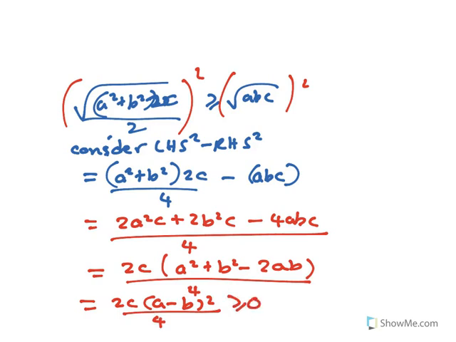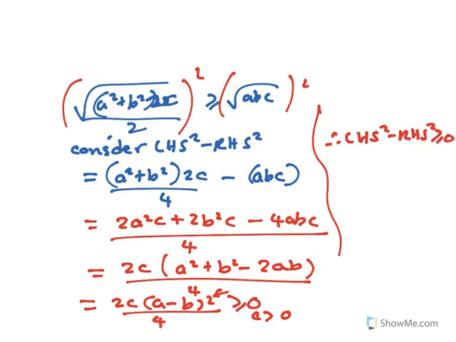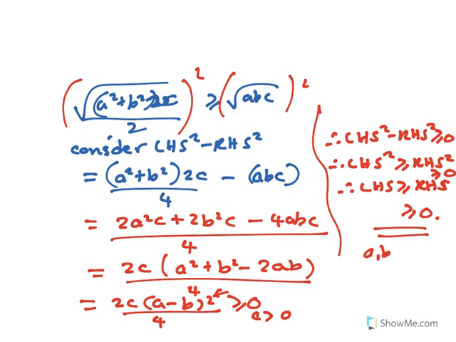So this is greater than or equal to 0, because C is greater than 0, and that's a square, so that's greater than 0. So therefore, left-hand side squared minus right-hand side squared is greater than or equal to 0. So left-hand side squared is greater than or equal to right-hand side squared. So therefore, left-hand side is greater than or equal to right-hand side. We know that's greater than 0, because your A, B, C, and this stuff, they're all positive, so that's why this will work.